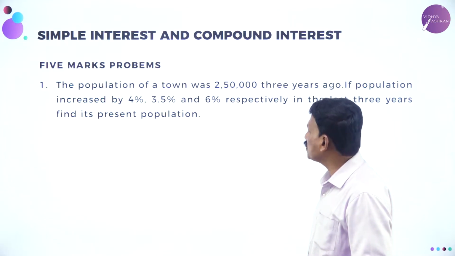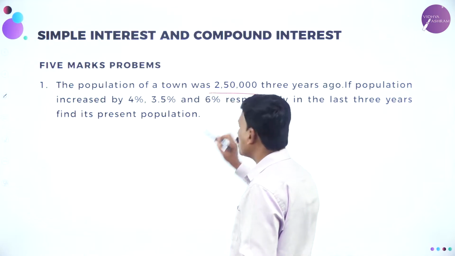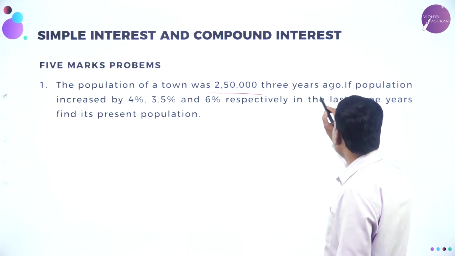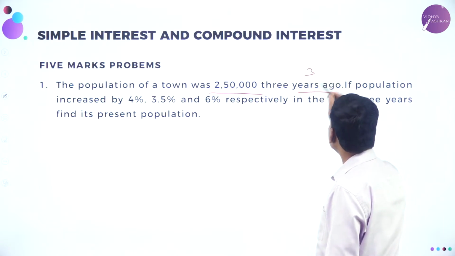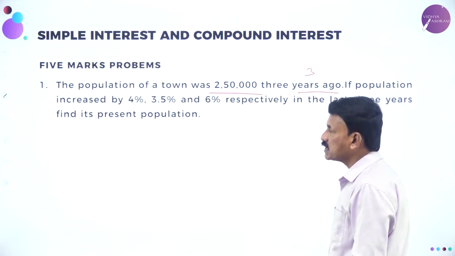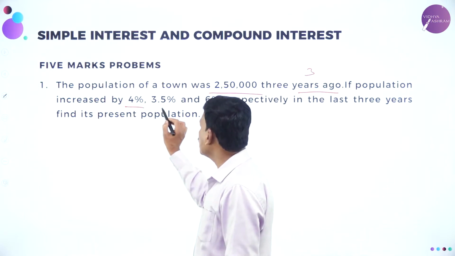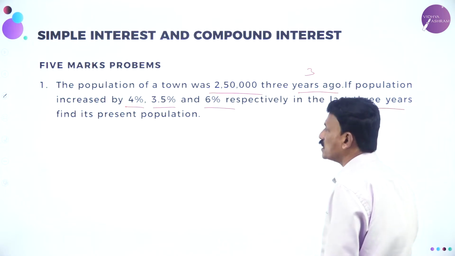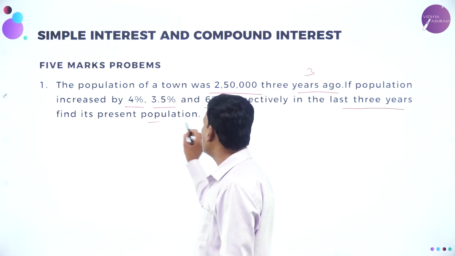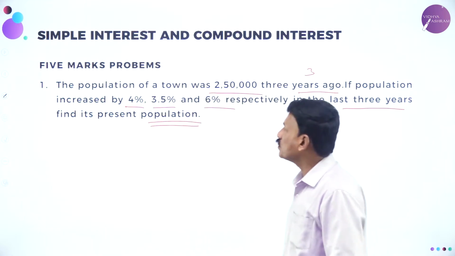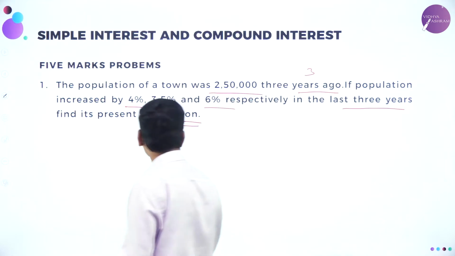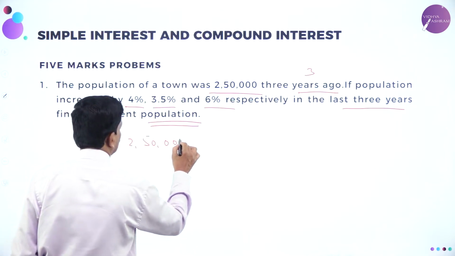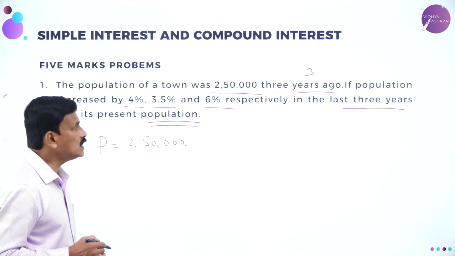The population of a town was 2,50,000 3 years ago. If the population increased by 4%, 3.5% and 6% respectively in the last 3 years, find its present population. So, the population of the town was given. Population is equal to 2,50,000, 3 years ago.